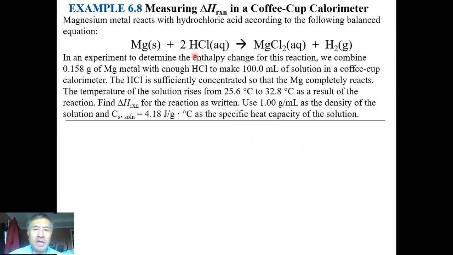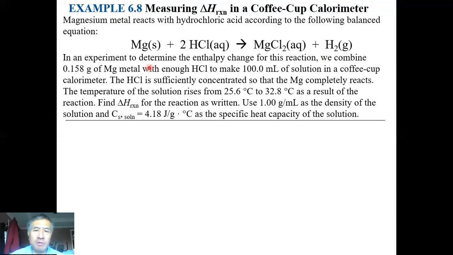Example 6.8, measuring delta H reaction in a coffee cup calorimeter. Magnesium metal reacts with hydrochloric acid according to the following balanced equation. So Mg(s) is magnesium metal, and hydrochloric acid is HCl(aq). Magnesium metal reacting with hydrochloric acid produces magnesium chloride and then hydrogen gas. In the balanced equation, you see the coefficients: 1 for Mg, 2 for HCl, 1 for MgCl2, 1 for H2.